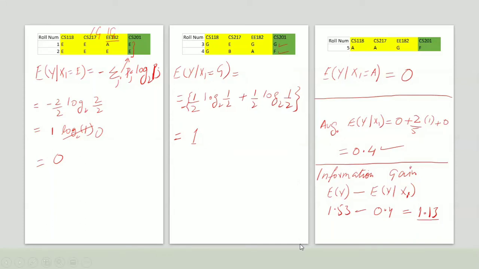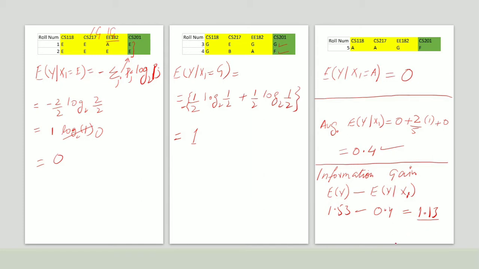Okay, so in the previous video, we calculated the conditional entropy based on the column CS118, and the weighted average was 0.4. Then we calculated the information gain of that column, that was the difference from the original entropy of the data set, 1.53, from this new entropy of column y based on column X1. So the answer was 1.13.